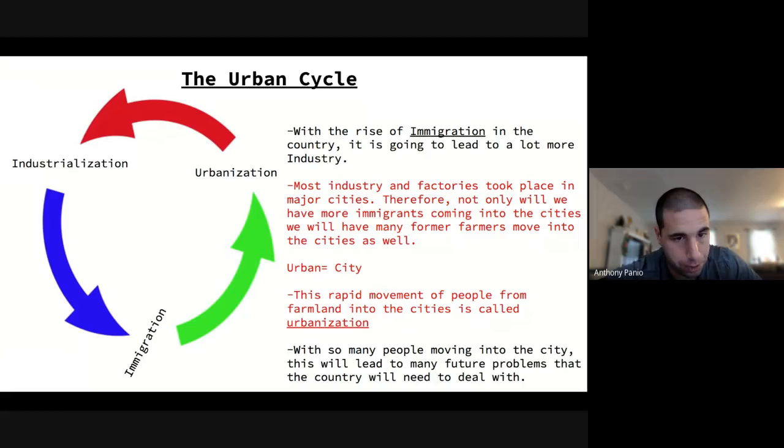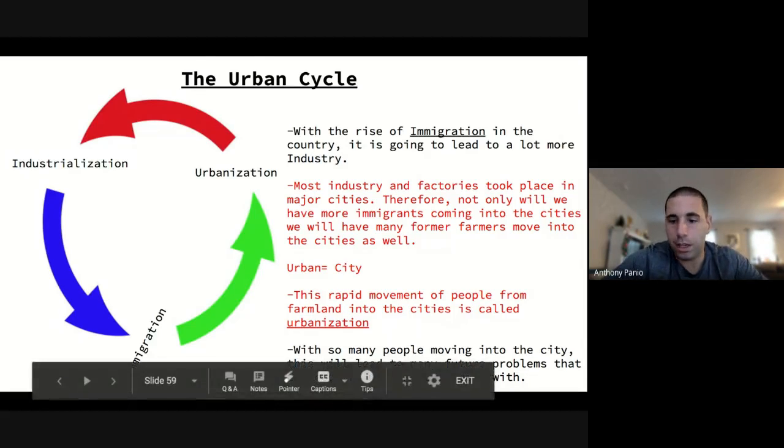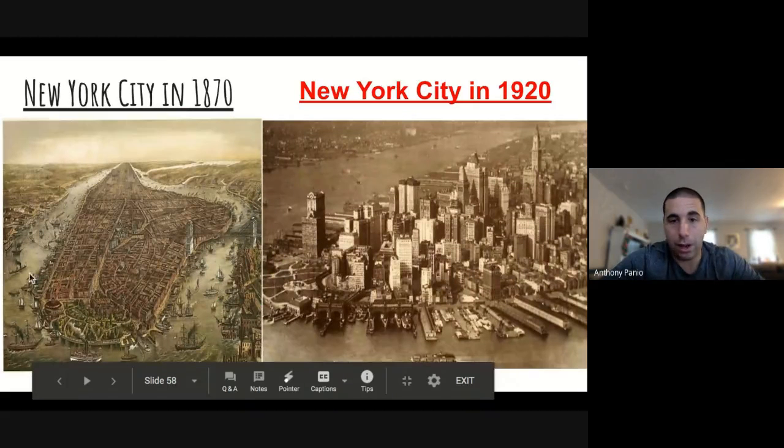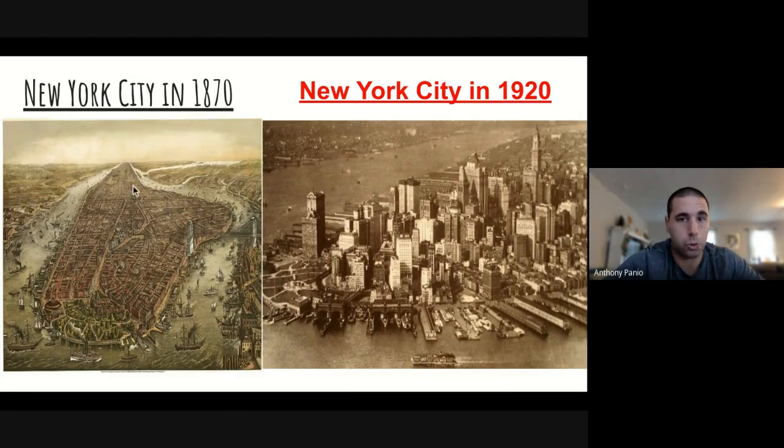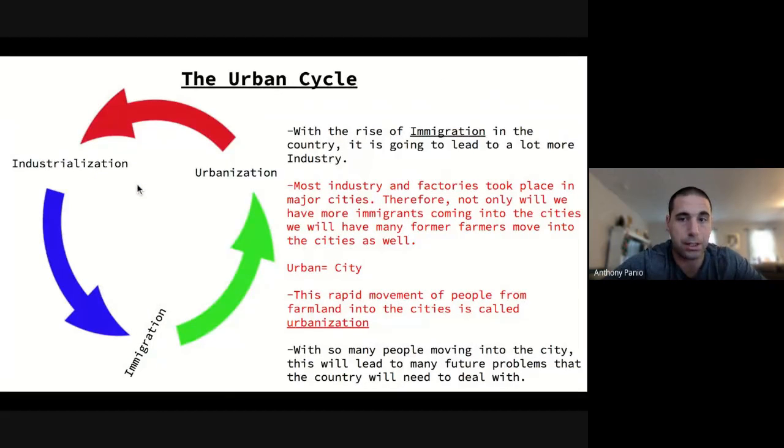Okay? More factories, more immigrants, a lot more people living in the cities. This is how our country started to change from 1870 to 1920. You can see it in this photo here. You see how different this looks. This looks more like New York City as we know it in 1920, not in 1870. It's just 50 years. This cycle begins to change.